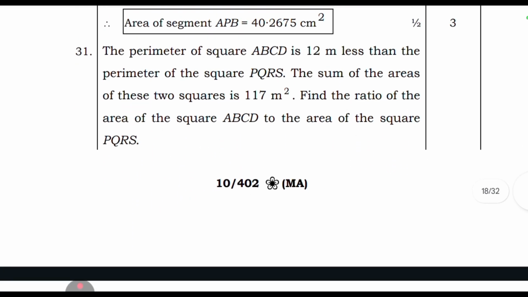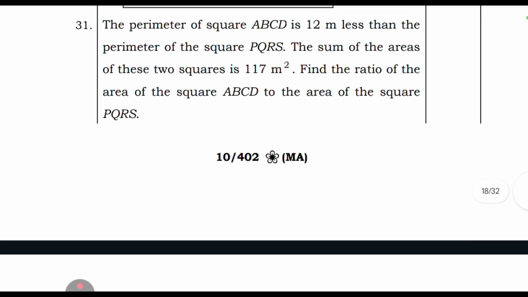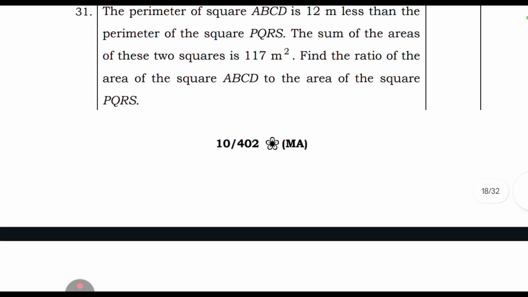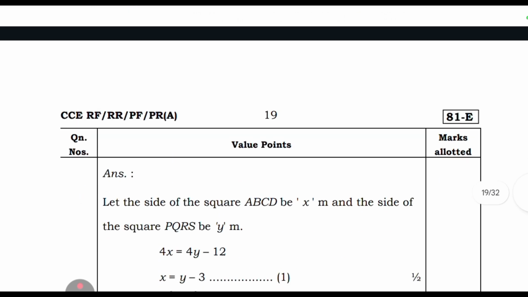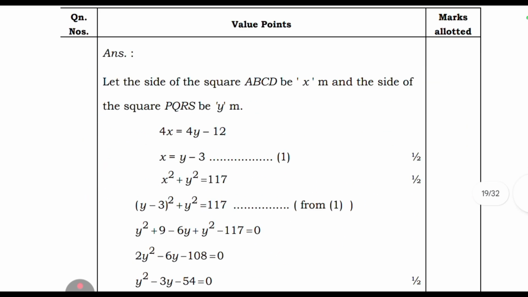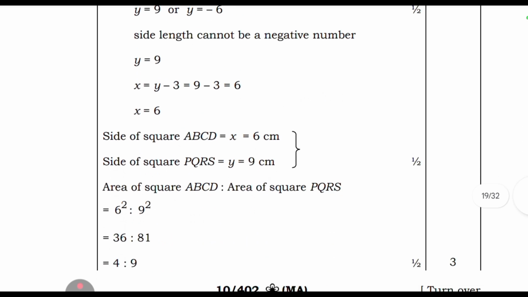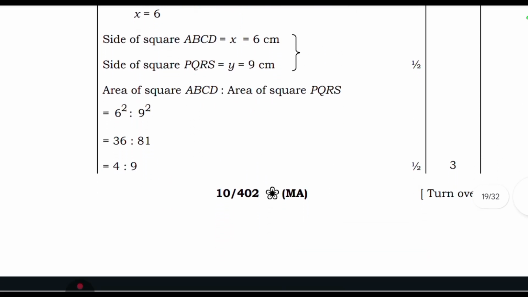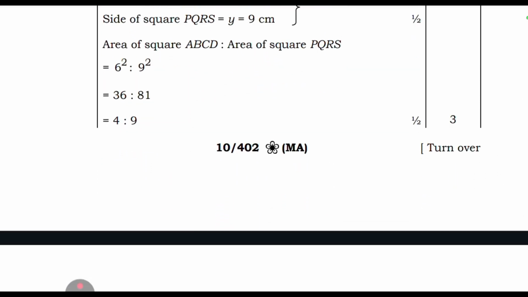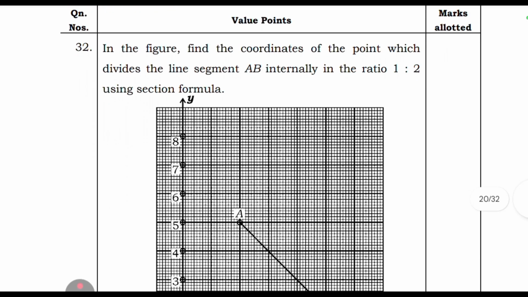13th question: the perimeter of the square ABCD is 12 cm less than the perimeter of the square PQRS. The sum of the areas of the 2 squares is 170 meters square. Find the ratio of the areas of the squares. This is the answer for that. You have to find this by quadratic equation, because this is related to quadratic equations only. The ratio 4:3 is the correct ratio.